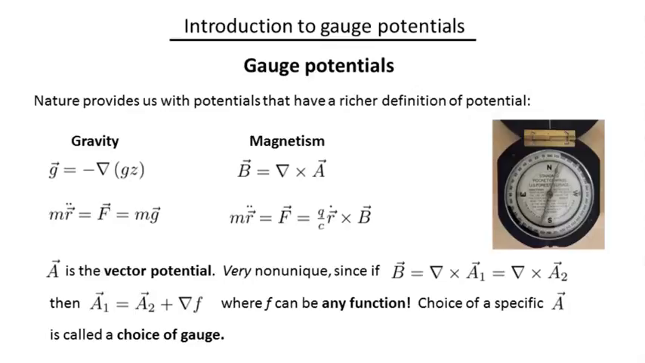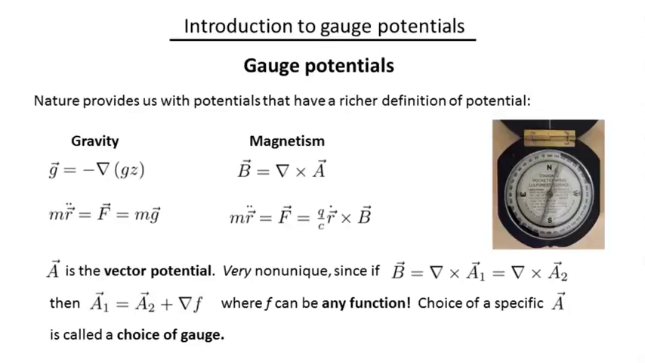So the acceleration, the force on the particle, is equal to the cross product of the velocity and the magnetic field. In contrast, the force that's due to an ordinary potential, such as gravity, doesn't depend upon the velocity. It typically just depends upon the position. So these are very different types of phenomena.